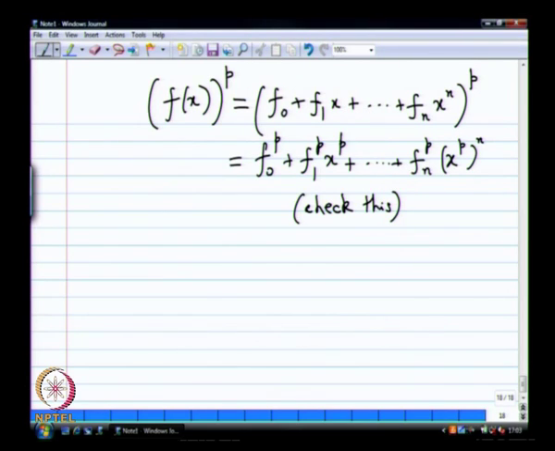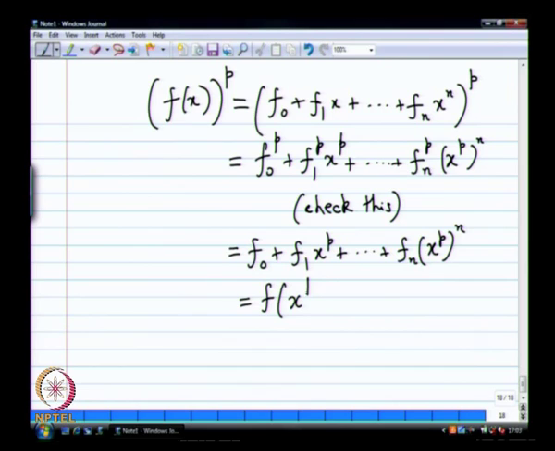Now I can keep repeating this, as many times as I want. I can do p squared, and the same thing will result. But remember what is f_i to the power p? Same as f_i itself. So this simply becomes f0 plus f1 x^p plus so on till fn (x^p)^n, which you can write in a very smart way as f(x)^p is the same as f substituted with x^p.